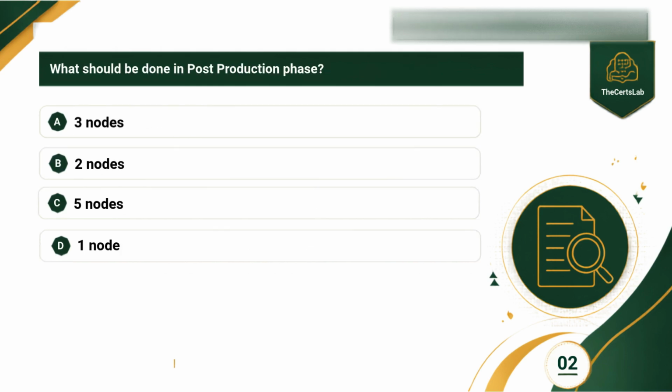Question number 2. What should be done in post-production phase? Option A, 3 nodes. Option B, 2 nodes. Option C, 5 nodes. Option D, 1 node. The correct answer is option A, 3 nodes.